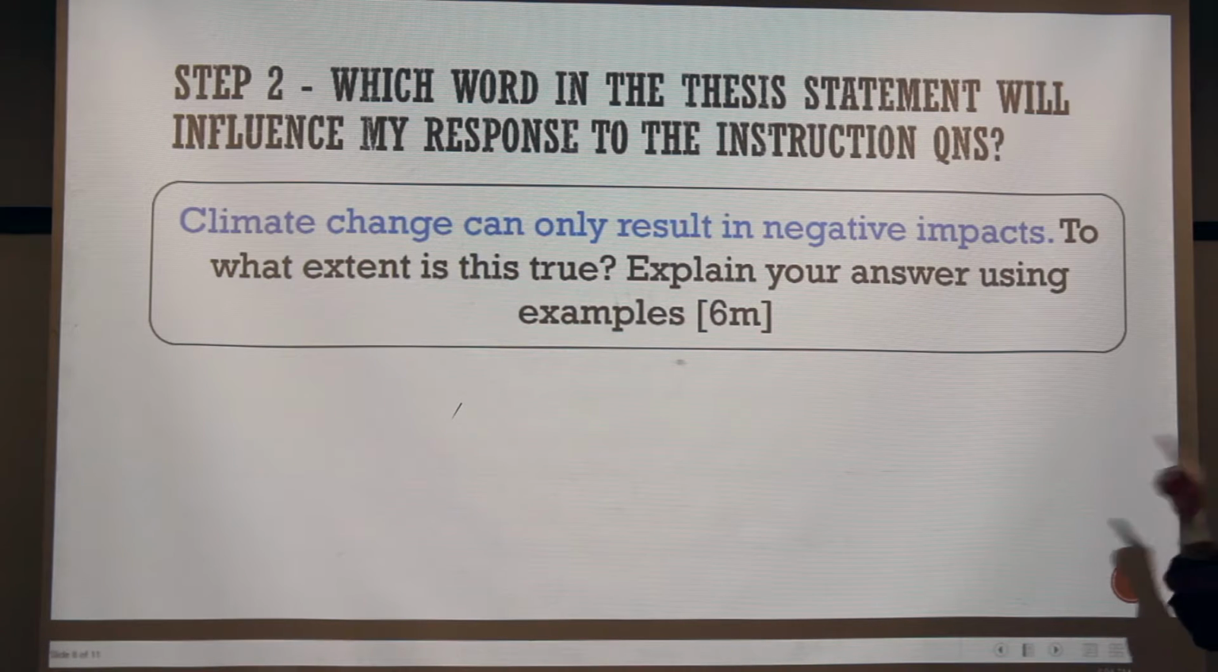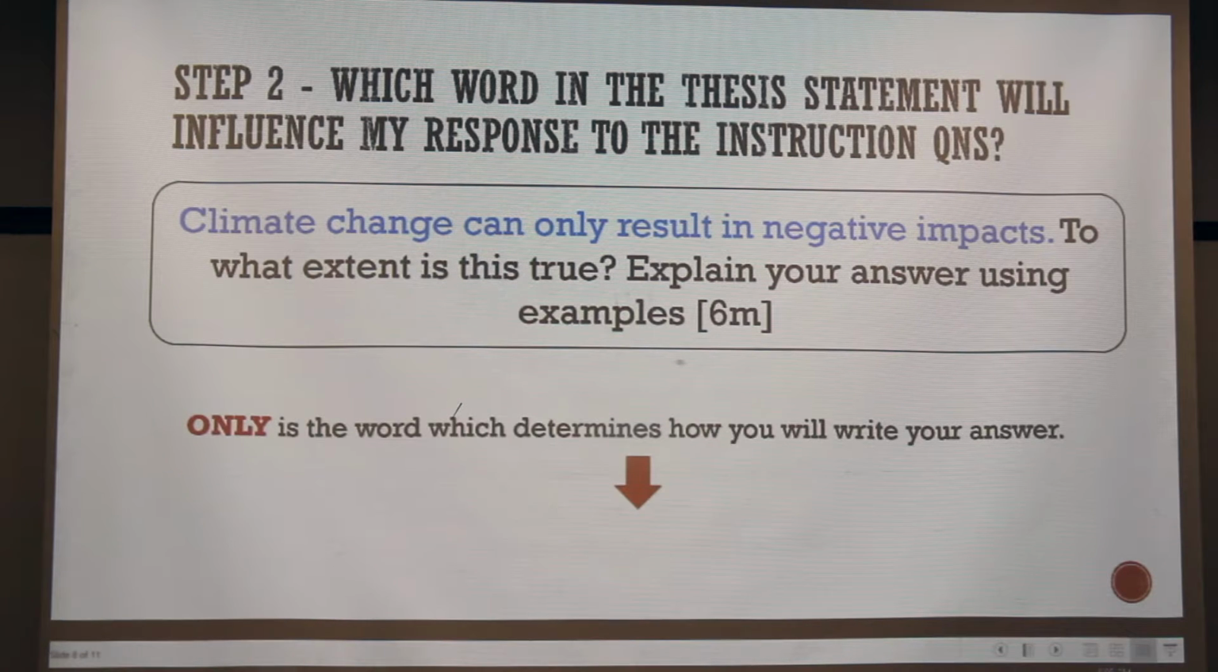Which one will tell you that? Only. Okay, why only? Because there's two impacts, right? But there's always positive and negative. Okay, good. So the word "only" is very important. The rest of you, do you get it? The word "only" is very important because it will tell you how you write your answer.